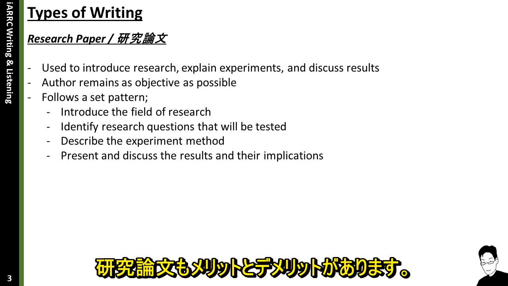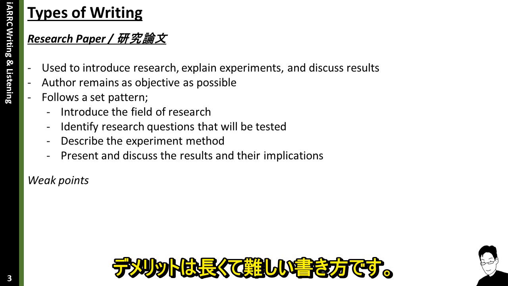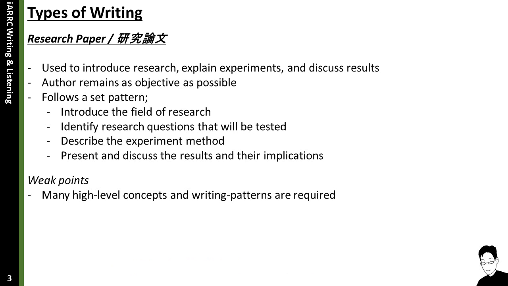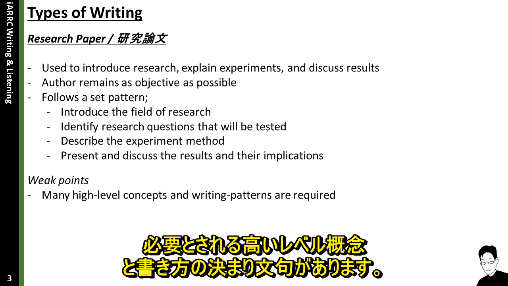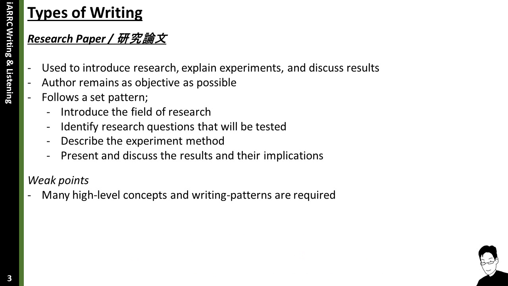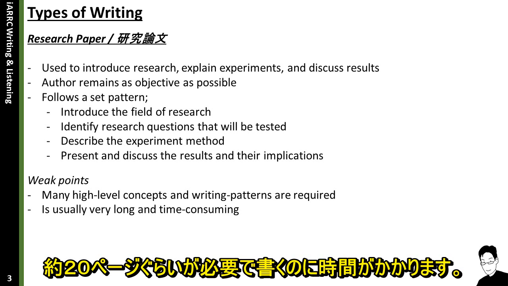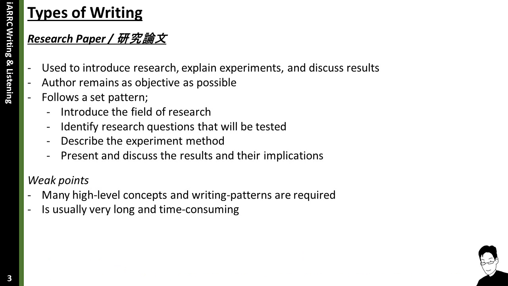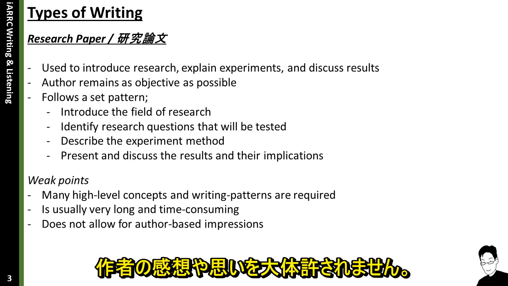A research paper also has weak points and strong points. Its weak points are generally that it is a very difficult and very long piece of writing. It has many high-level concepts and writing patterns which are required. It is usually very long and time-consuming and can take up to about 20 pages of writing. It does not usually allow for author-based impressions and feelings.